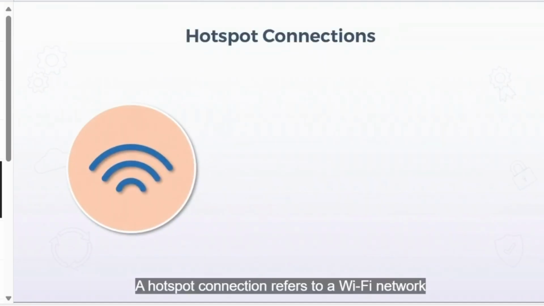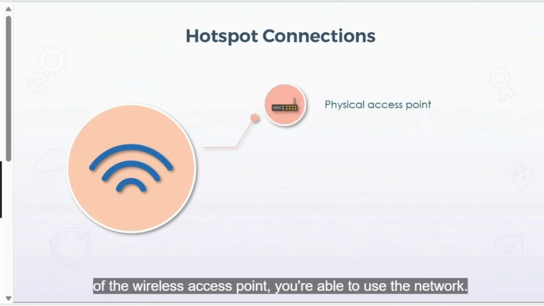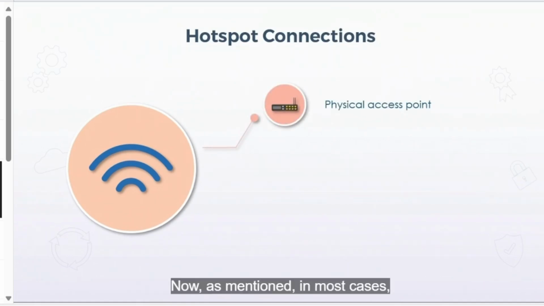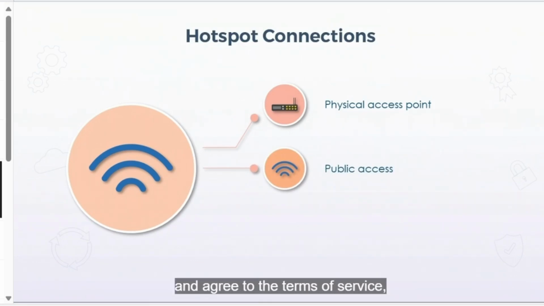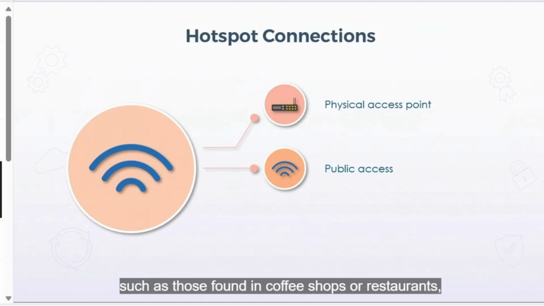A hotspot connection refers to a Wi-Fi network that is available to be used, most often in public places such as airports, hotels, or restaurants. In most cases, as long as you are within range of the wireless access point, you're able to use the network. Now, as mentioned, in most cases, anyone in the general public will have access to the Wi-Fi, often without needing any kind of password or login, although some may require you to enter an email address and agree to the terms of service. But for a purely public Wi-Fi network such as those found in coffee shops or restaurants, as long as you can pick up on the signal, you can connect to and use the network.